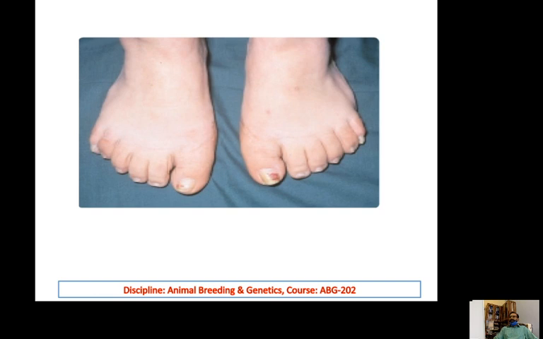So this is the photograph of polydactyly, and you can count there are six fingers in each toe instead of five.